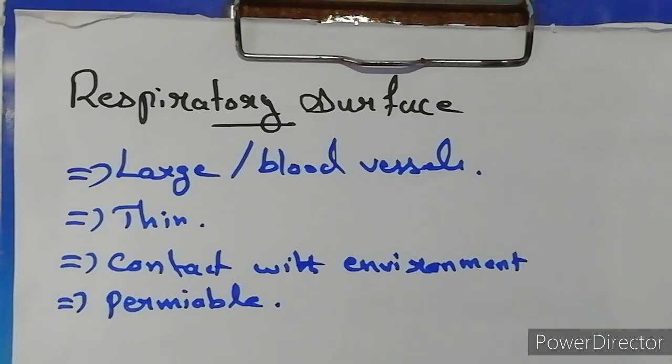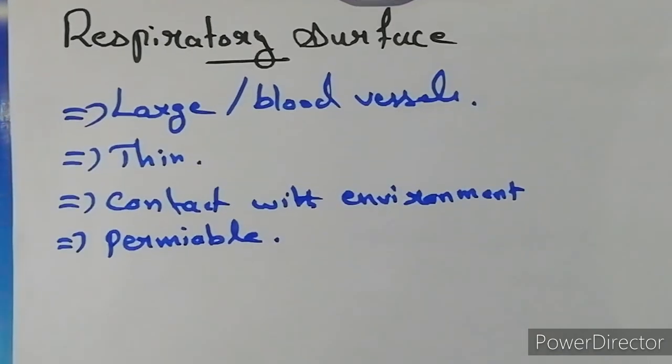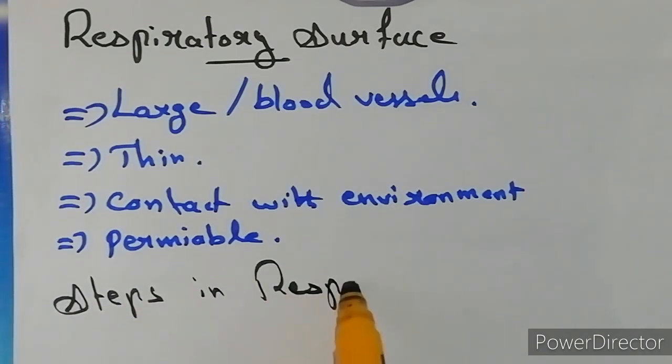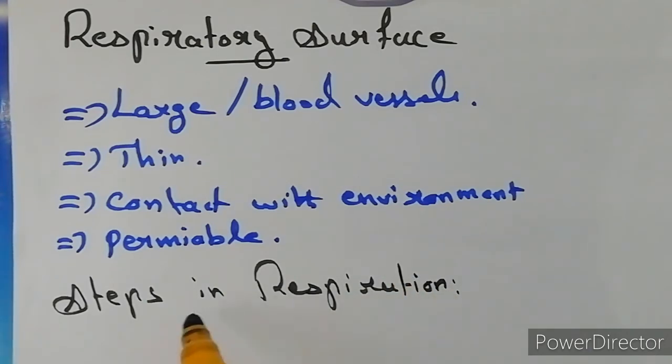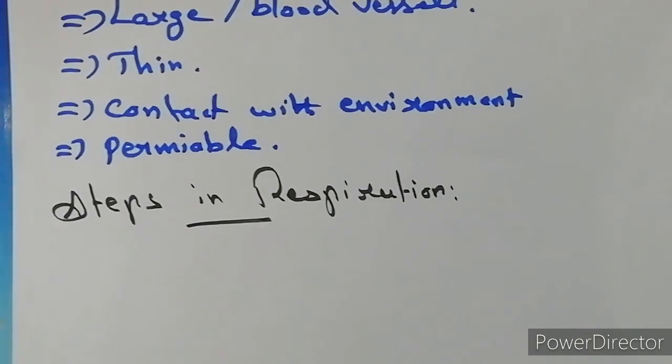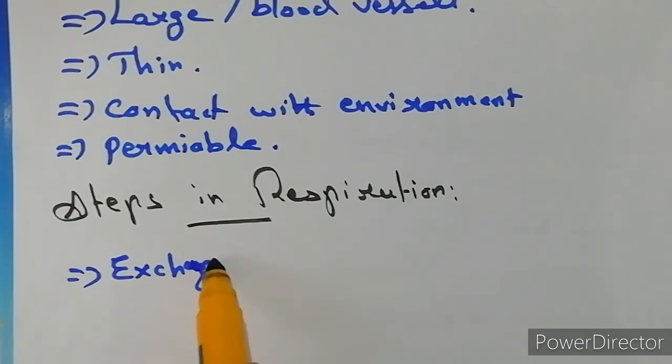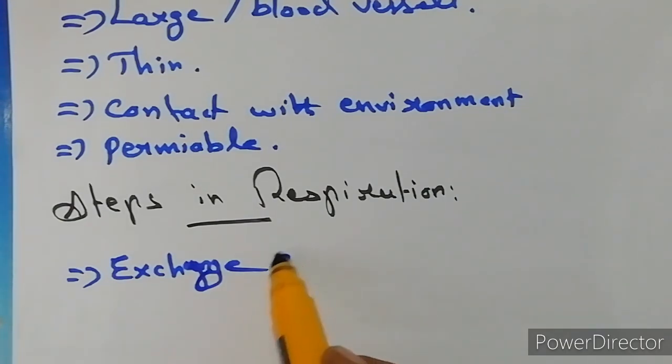Right? And one more point we have to see here is the steps involved in respiration. What are the steps involved in respiration? In digestion also we said the steps, right? Ingestion, digestion, absorption, assimilation, egestion. Likewise here also, what are the steps that will be followed for respiration? The first step, of course, we know, is exchange of air between the atmosphere and the lungs.